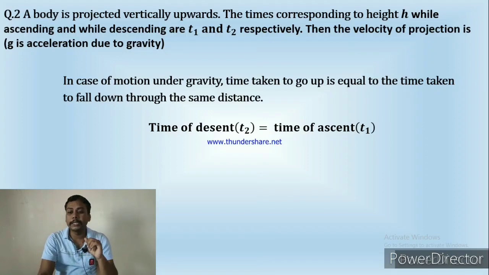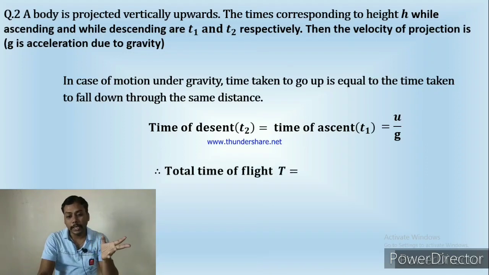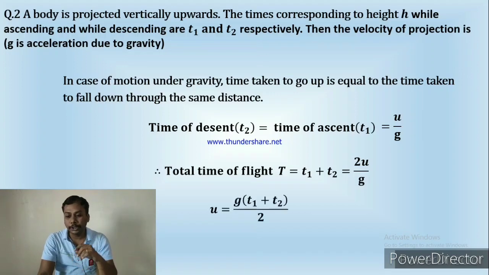So the time of descent is equal to the time of ascent t1, and the formula for this time is u upon g, where u is the velocity and g is the acceleration due to gravity. Now, therefore, the total time of flight is time of ascent plus time of descent. So the total time of flight, capital T, is equal to t1 plus t2, that is u upon g plus u upon g, that is 2u upon g.